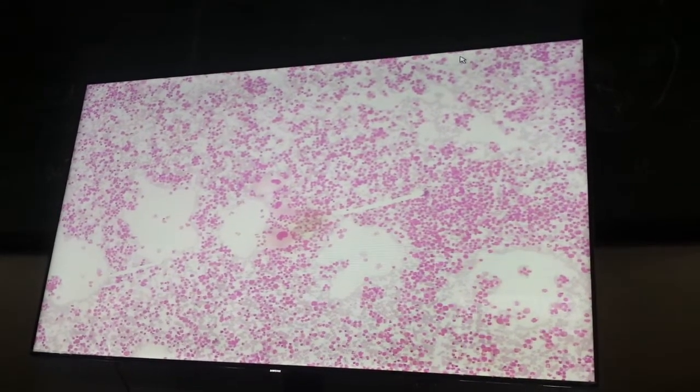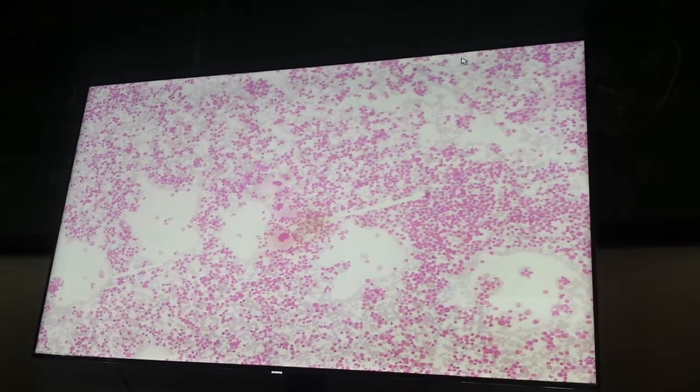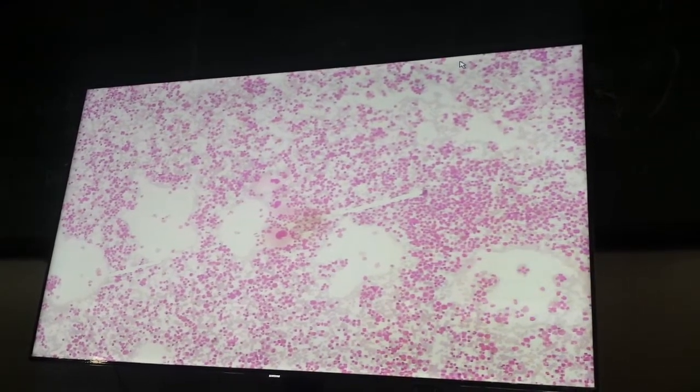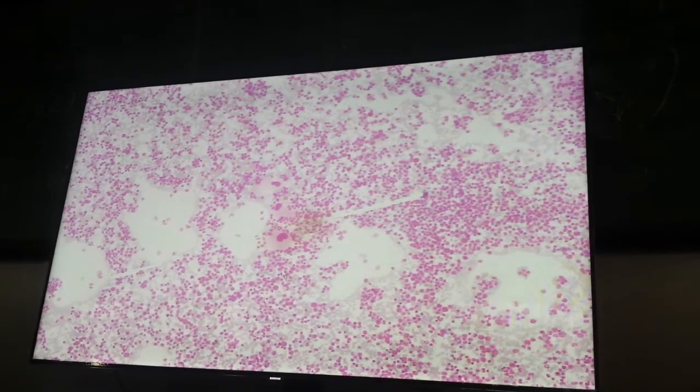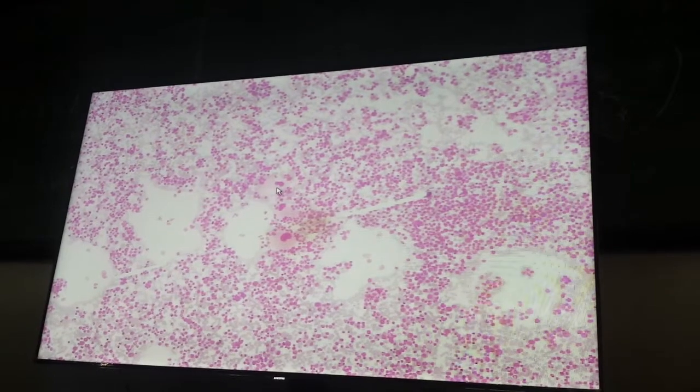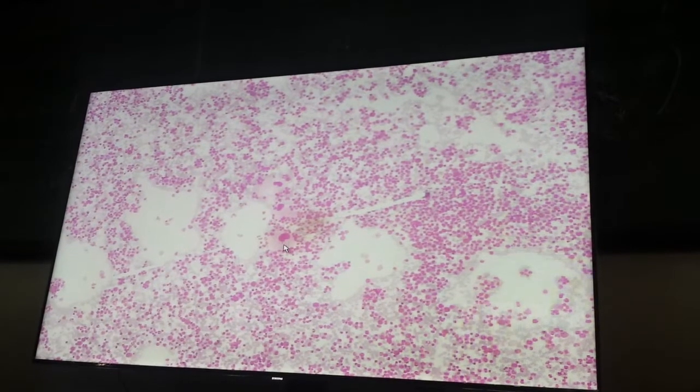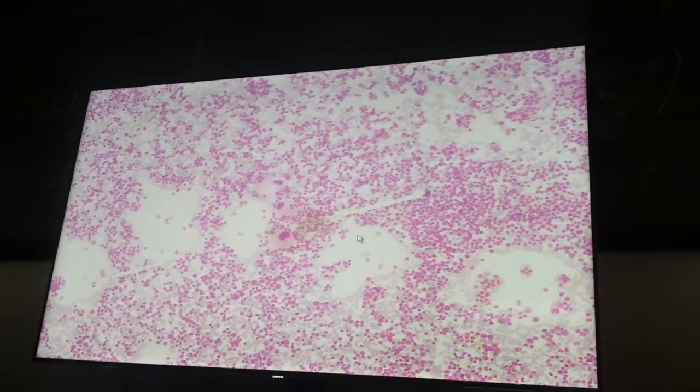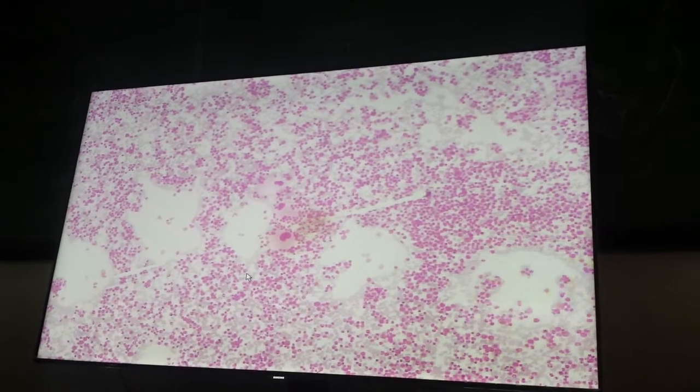First, to view the bone marrow smear, you must begin with the low power objective. So that is the low power objective view of the bone marrow smear. The purpose of starting with this objective is for you to immediately identify the largest cells in the bone marrow, which are the megakaryocytes. Look at the size of its nucleus and the volume of its cytoplasm in comparison with the rest of the cells present in the bone marrow.